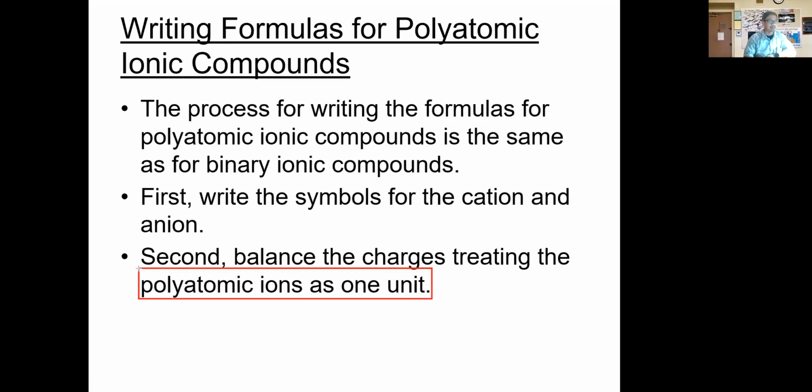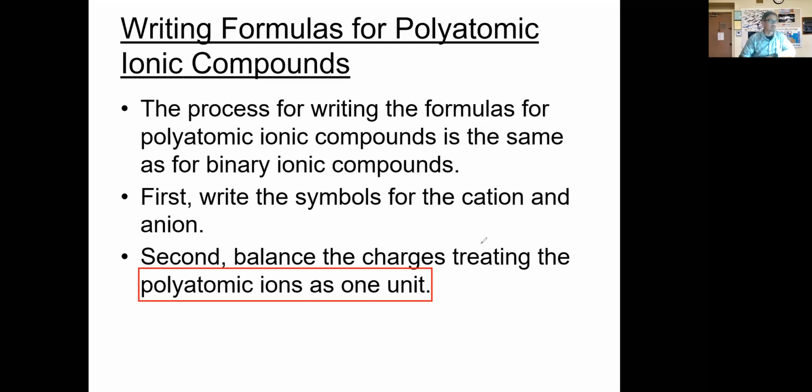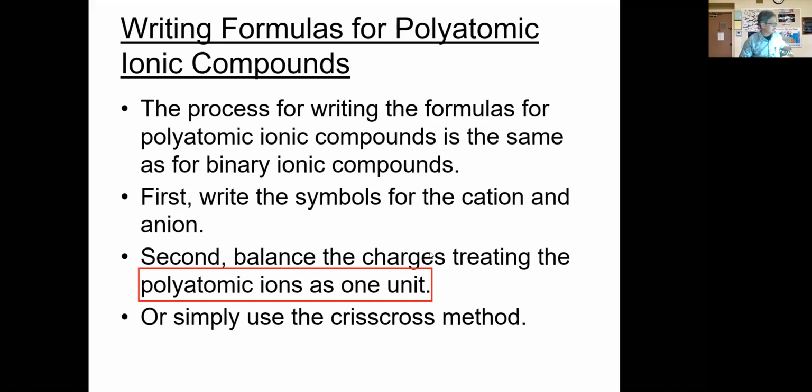Pretend that it's a monatomic ion. Treat it as a single atom. That's what it means by single unit. Then what you want to do is balance out the charges, either by just looking at it and making that quick calculation, or using that simple crisscross method that I taught you back when we did the binary compounds.